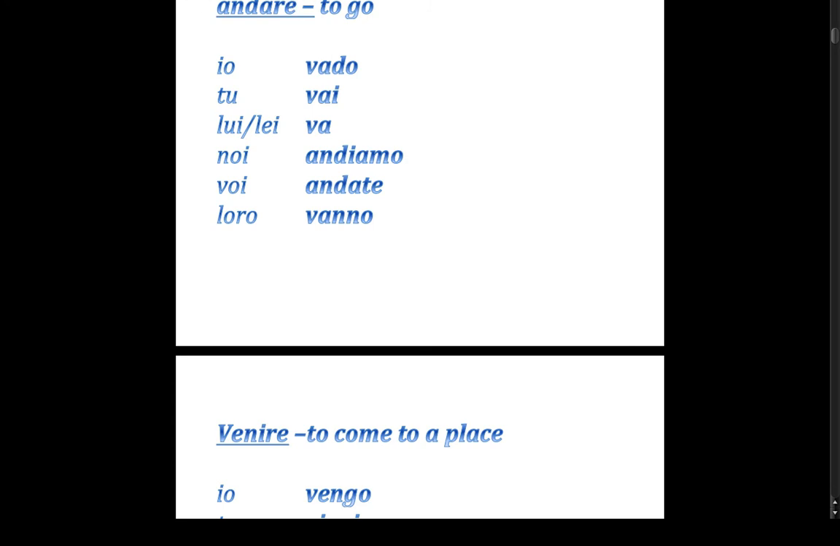So we see here with this verb andare, we obviously have to take away the ARE ending and add o, i, a, iamo, ate, ano. But also the stem doesn't stay as and. It changes. It's vado, vai, va, andiamo, andate, and vanno. And you can see here with vanno there is a double N. There are only some verbs in Italian that have a double N for the third person plural ending.